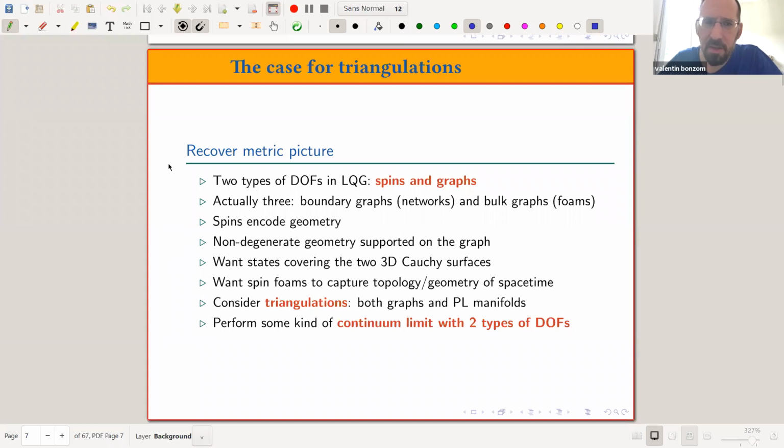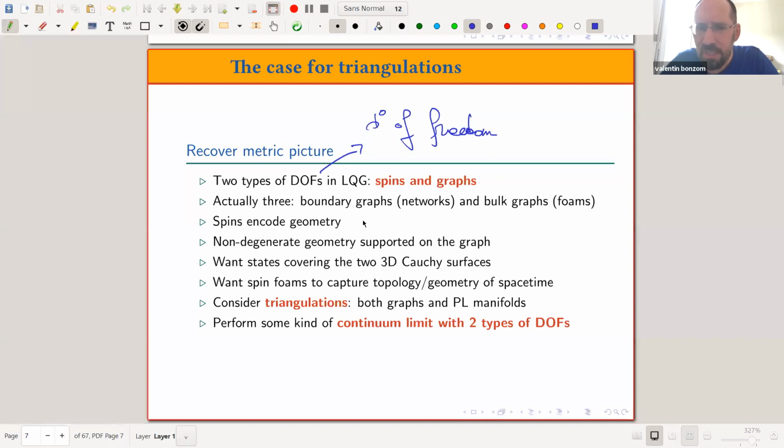So if you start to think about how loop quantum gravity is supposed to give you quantization of general relativity, you realize that you have two degrees of freedom in loop quantum gravity, the spins and the graphs. And obviously the spins live on the graphs. But it's more actually three types. So here, DOF means degrees of freedom, okay? It's more actually three types of degrees of freedom because you have boundary graphs, which are spin networks, and bulk graphs, which are spin foams.